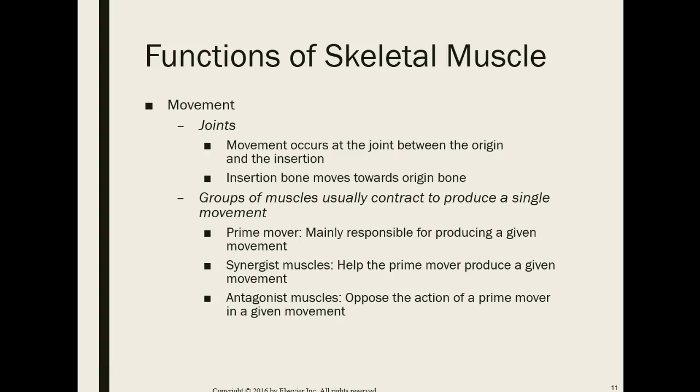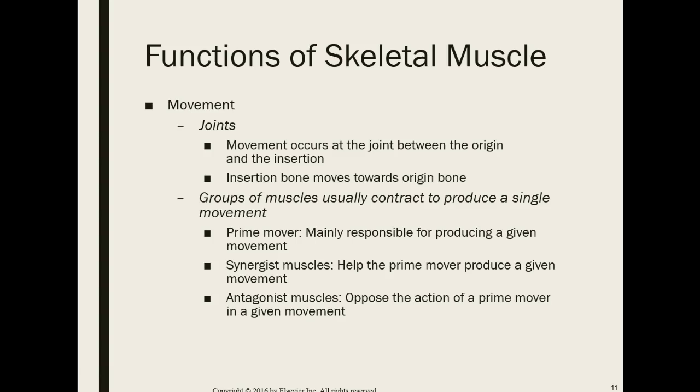So joints are going to be where two bones come together. Movement is going to occur at these joints between the point of origin and the point of insertion. Again, the origin is the portion of the muscle that attaches to the stationary bone, and the insertion is the bone that's going to move towards the origin bone. These groups of muscles will work together to produce a smooth movement. They're going to produce a single movement.